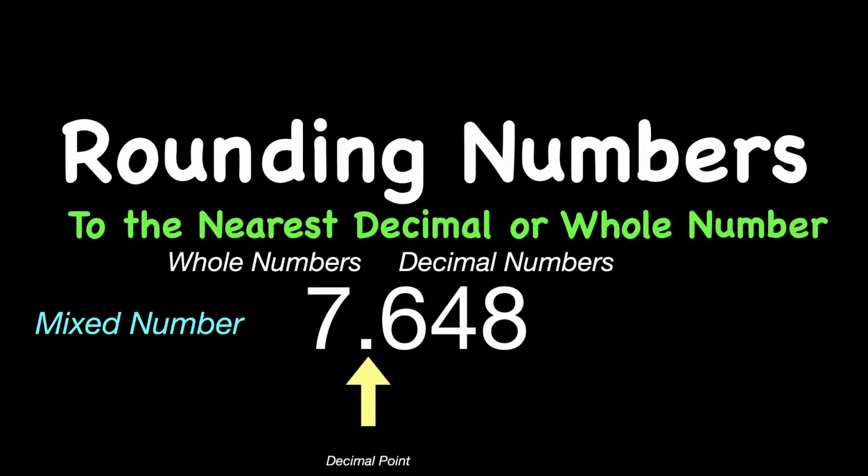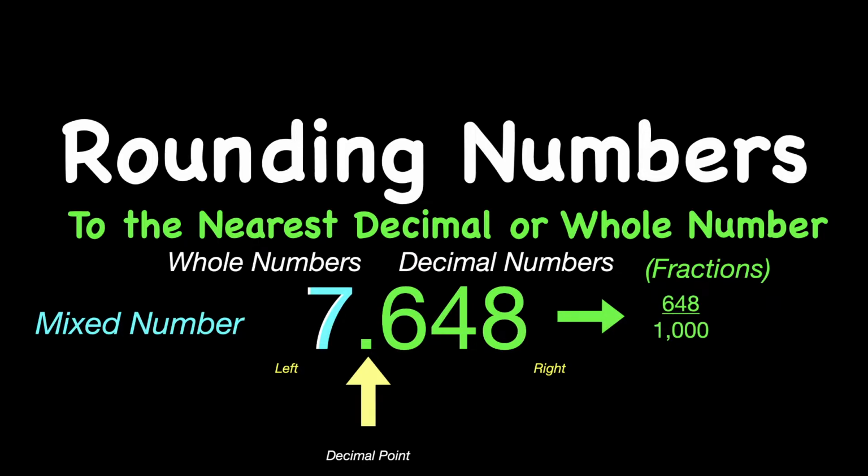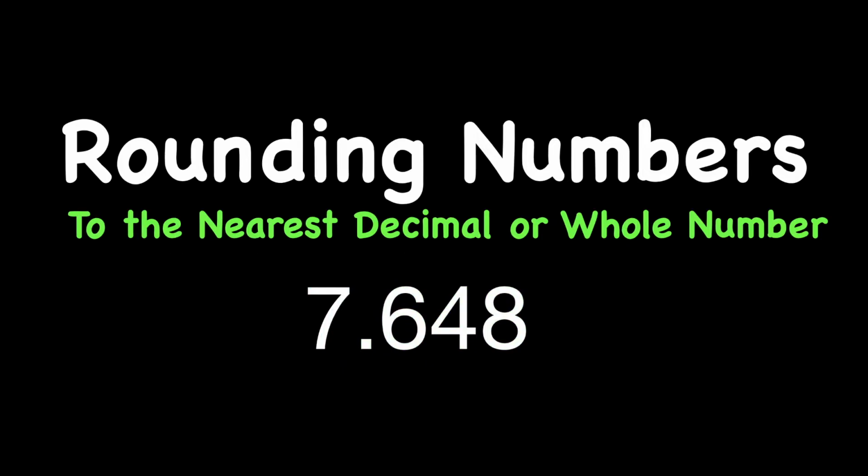The decimal point that you see in the middle has the job of separating the whole numbers on the left side, like the 7, and the decimal numbers, like the decimal point 648, on the right side. Decimal numbers are really just fractions. So the 648 there that you see is the fraction 648 thousandths, but it's expressed in decimal form.